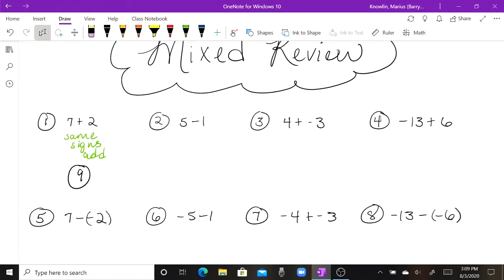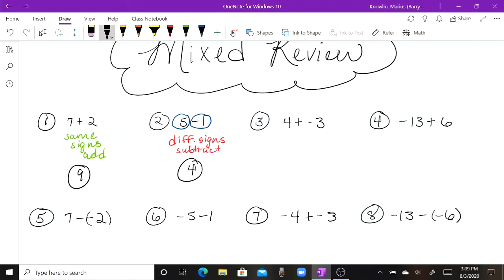All right, number 2, we have 5 minus 1. Well, here we have different signs, right? Different signs. Let's take a look. We have a positive 5 and we have a negative 1. Okay, so we subtract, and when we subtract, 5 minus 1 is 4, and the 5 is the largest one, so it's going to be positive 4.